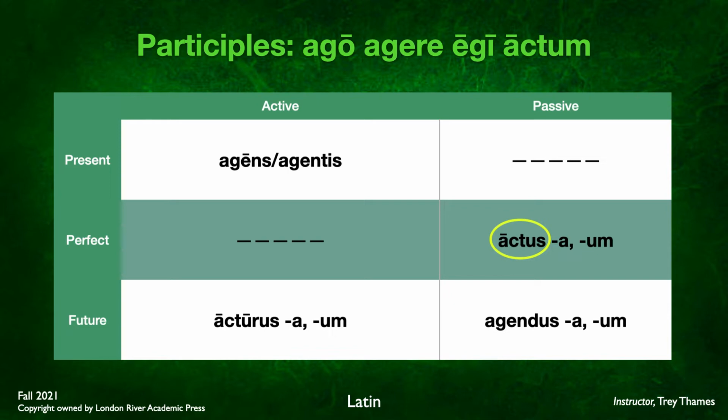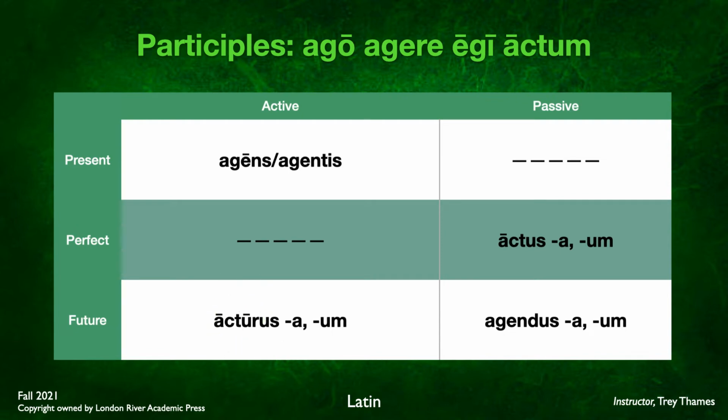Now, for the future active, we're going to take that same stem, act, the fourth principal part stem, and add the ur plus us, a, um, so actorus, a, um. So you can distinguish the future active from the perfect passive by the ur right in the middle, because it's future. And again, notice the present active is agentis. It's got that nt. Hopefully this will help you keep those things in mind.